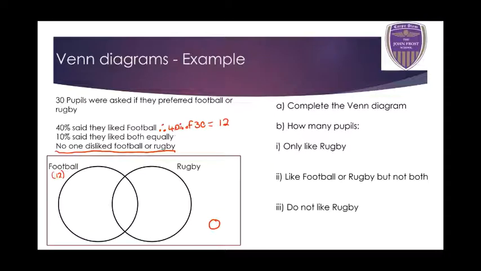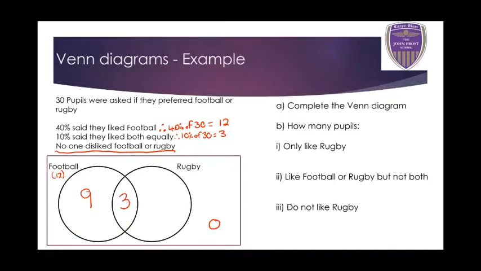10% said they liked both equally. So 10% of 30 is equal to 3. Now we can put this number in because they said they liked both equally, so that's going to go in this intersection area. We can put in 3 there. Now we can have a go at answering the rest of the question and fill in the rest of the diagram. Start off with the football circle first. All the numbers in the football circle have to add up to 12. So 3 plus something equals 12. Well, that's going to be 9.